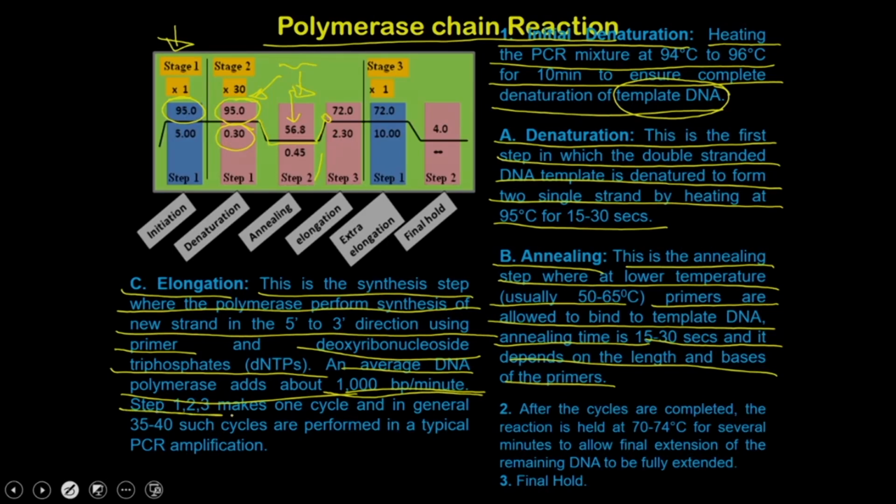So, step 1, 2 and 3 will make one cycle. So, this stage 2 means steps 1, 2 and 3 actually constitute one cycle, and you can ask the machine to continue this cycle for another 30 rounds, and that is how it is going to make a lot of amplification.